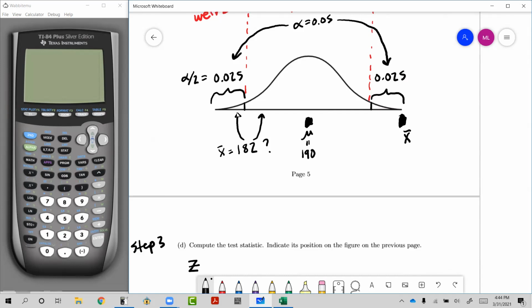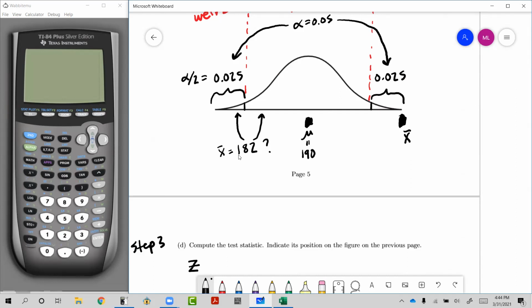If it falls way over here, that's a weird result. It means it's really unlikely that we got a sample of 182 just totally by chance if the true average should have actually been 190. But if it falls over here, we'll say, well, that's definitely still below average, but it's not so far from what we expected that we consider it a weird result. And that's really what this boils down to.